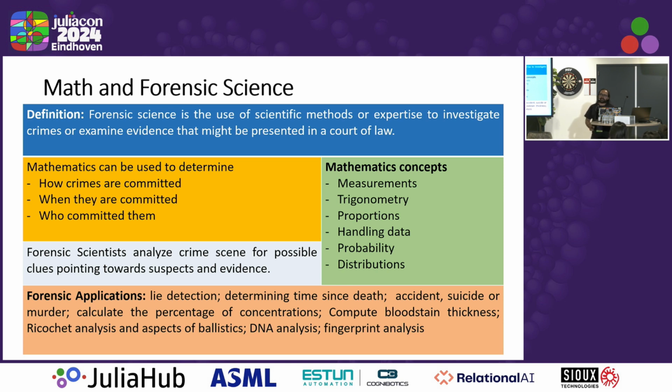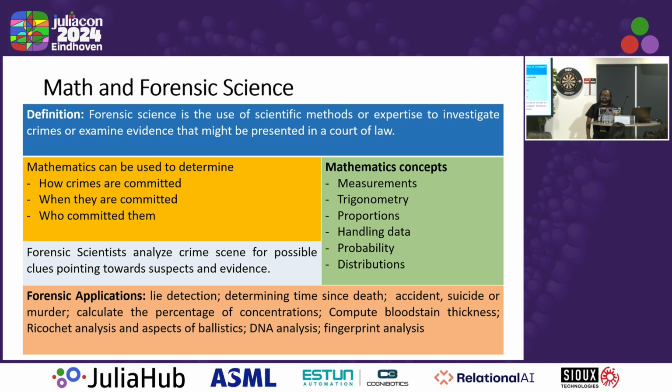court of law. So there's a procedure which the investigation officer needs to follow. And if the procedure is not followed, then the evidence may not be accepted in the court. Now, mathematics can be used to determine how crimes are committed, when they are committed, and who committed them. So there will be some scenarios. Let's say, for example, if you find a dead body, then we may have to find out when the death has occurred. That is basically to determine the time since death.